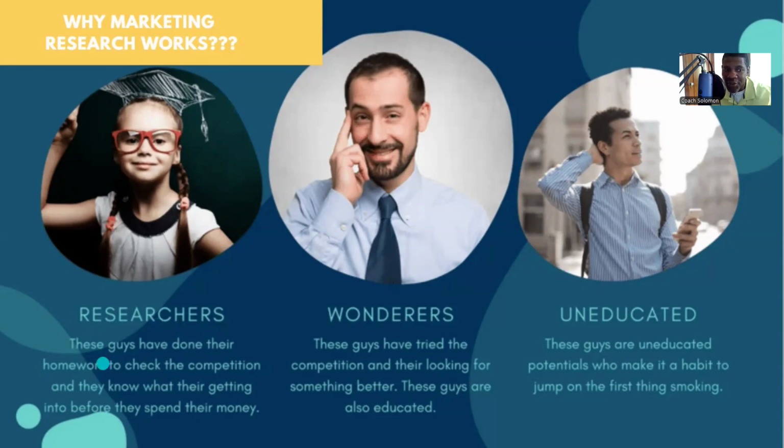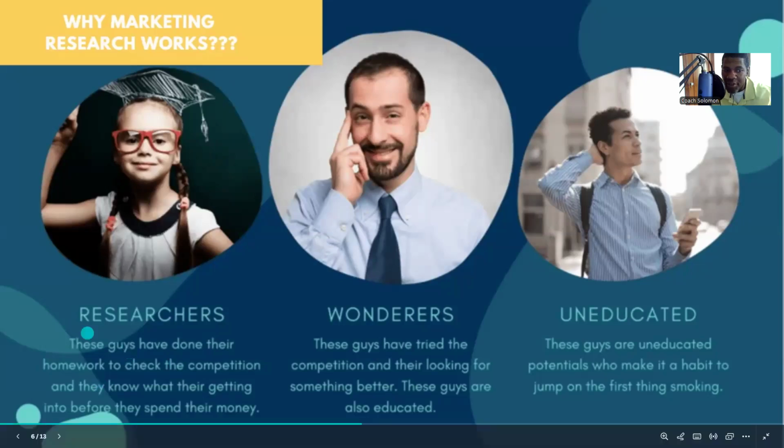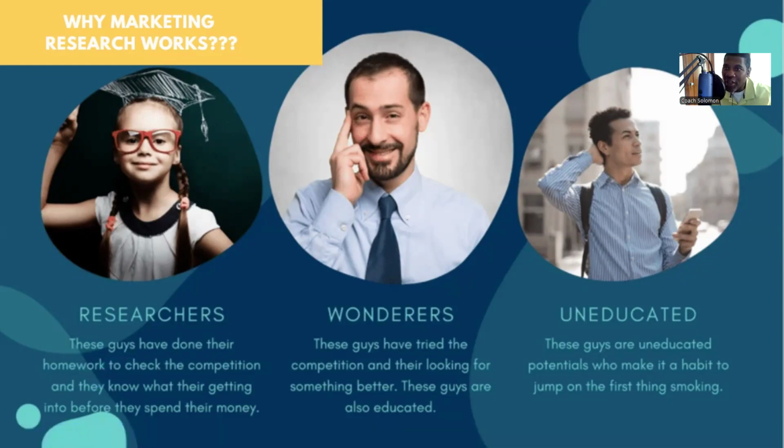The first type of searcher, these are the researchers. These guys have done their homework to check the competition and they know what they're getting into before they spend their money. So they know more about your competition than you do. They know more about the market than you do. Okay, but this is what they're doing on a daily basis. 2026, people know more about the competition.